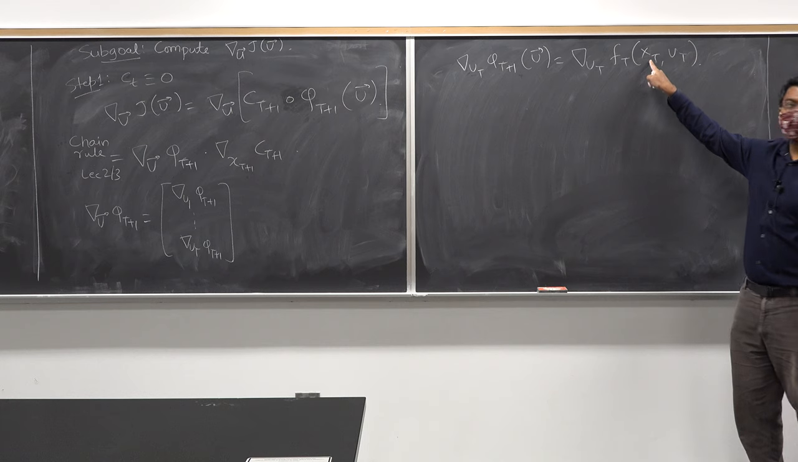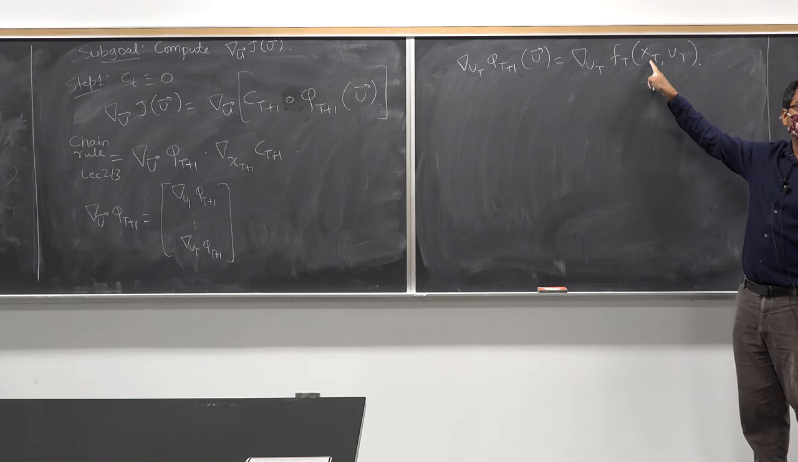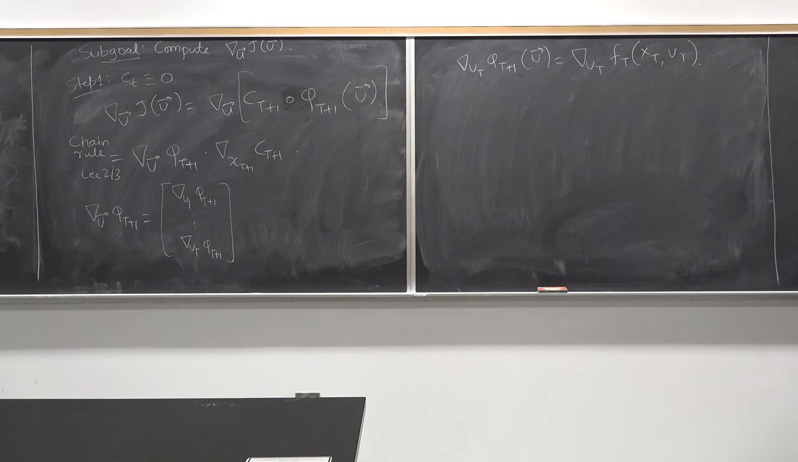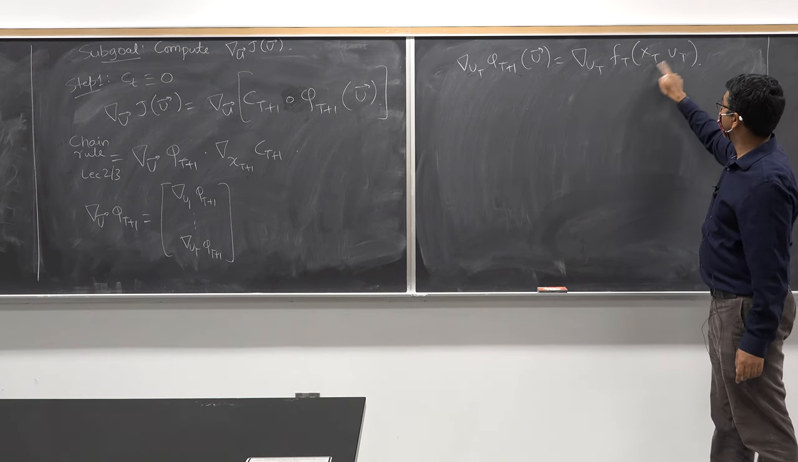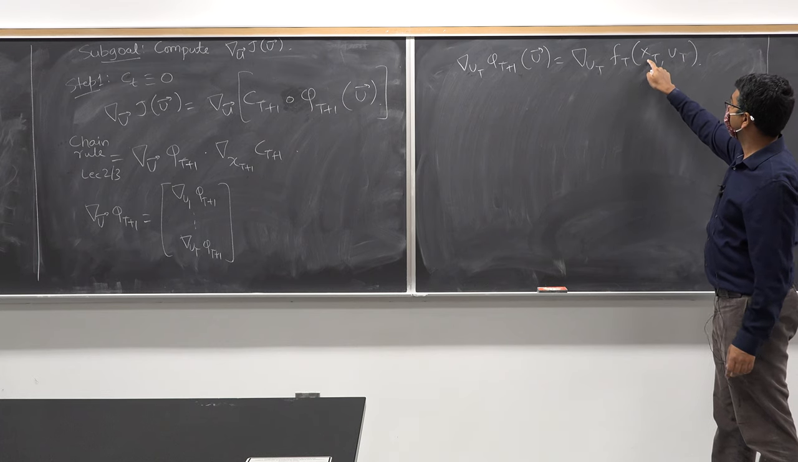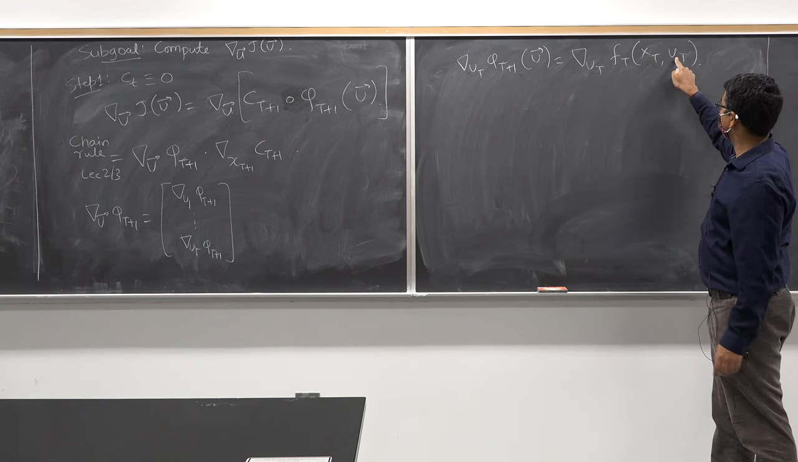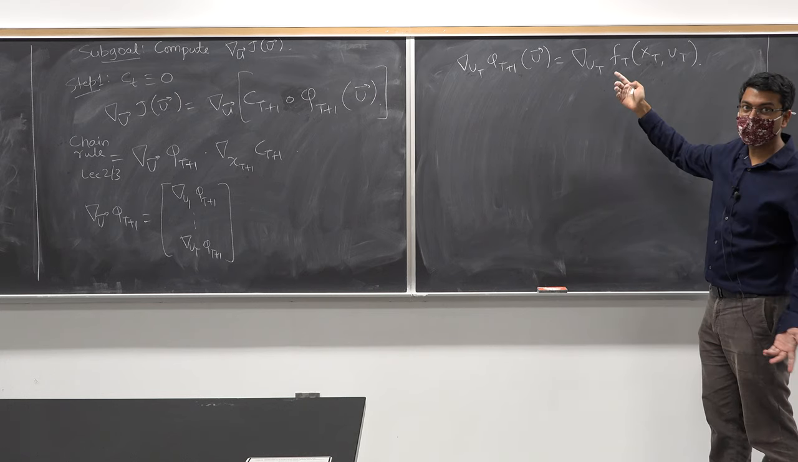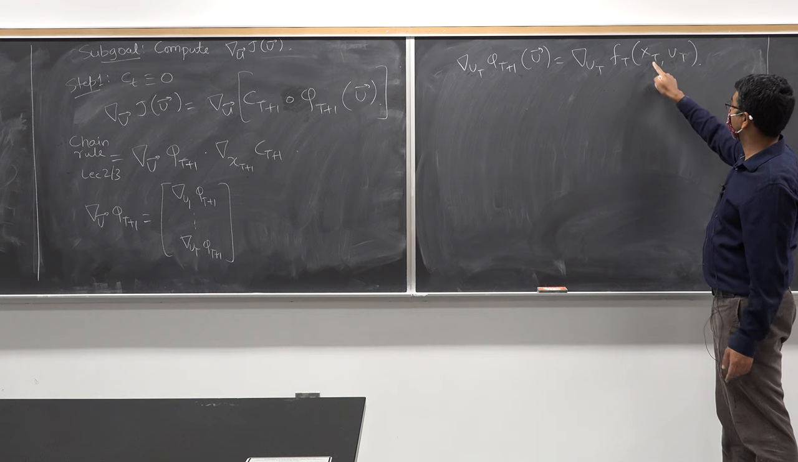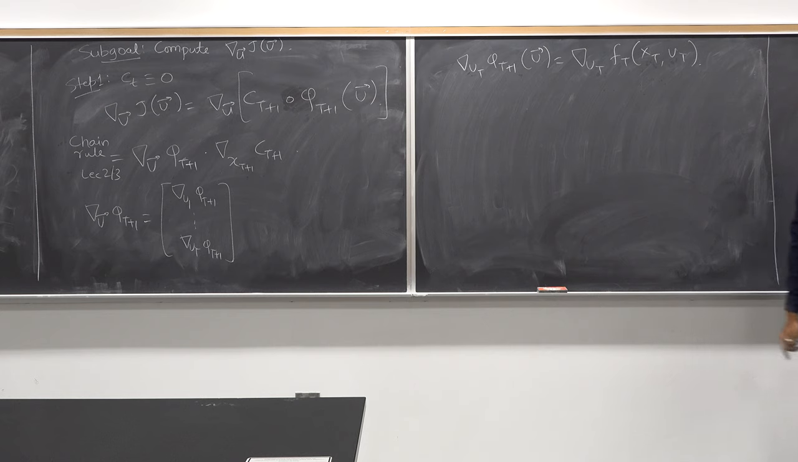Does xt depend on ut? Remember, I'm taking the derivative with respect to ut, and I have two arguments here. So I have to worry about whether this argument depends on this variable or not, and whether this argument depends on this variable or not. Obviously, ut depends on ut. The non-obvious thing is, does xt depend on ut or not? No. Why does it not depend on ut? No, it has nothing to do with open loop.